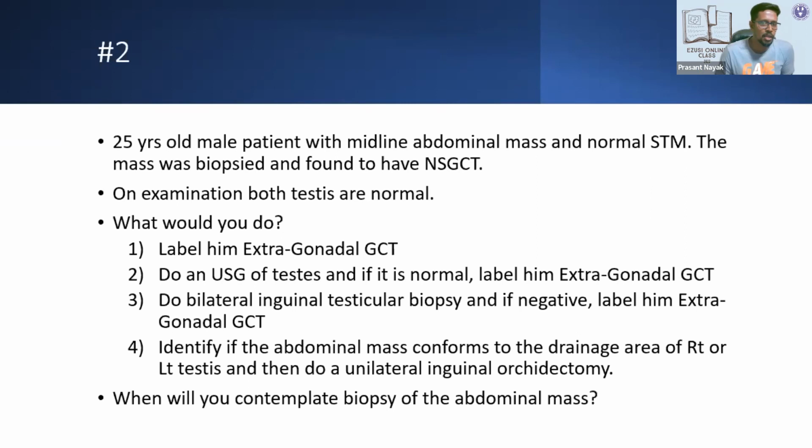Yeah, in this patient, option 2 and option 4 both are right. Do an ultrasound of the testis. If you find the ultrasound is absolutely normal, you can label him extragonadal GCT. You have done the biopsy. You know that it's an NSGCT.